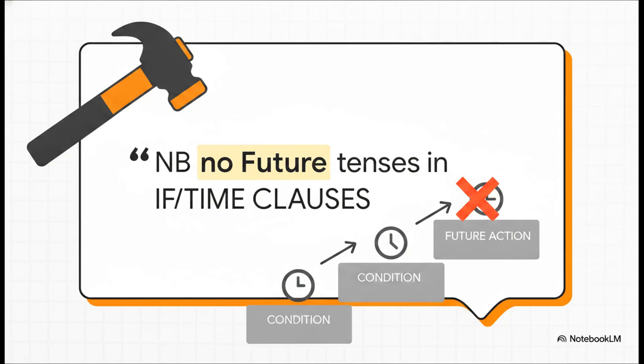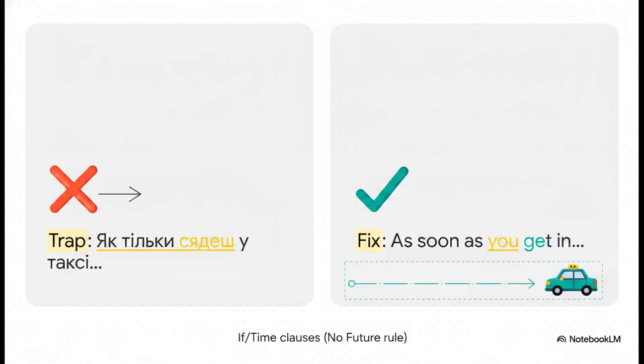We really have to drop the hammer with this massive, unavoidable rule. Nota bene, no future tenses in if or time clauses. So why is this a thing? It's because the English brain actually processes the condition itself as a present reality, something that must exist before the future action can even happen. The condition is just the current stepping stone to that future result. So no will or would inside that subordinate clause, okay? Let's reinforce this no future rule with a time clause example.